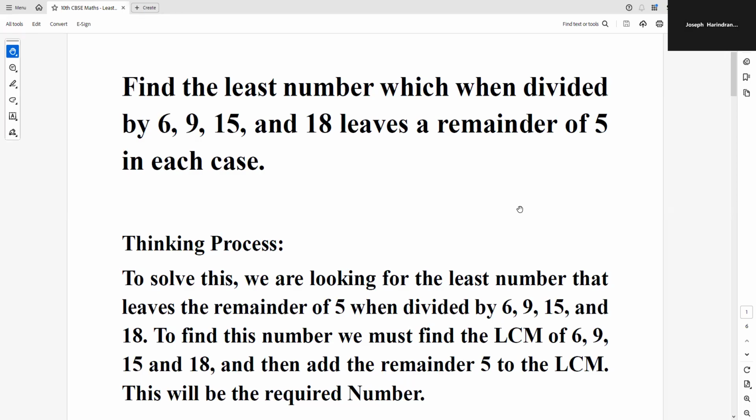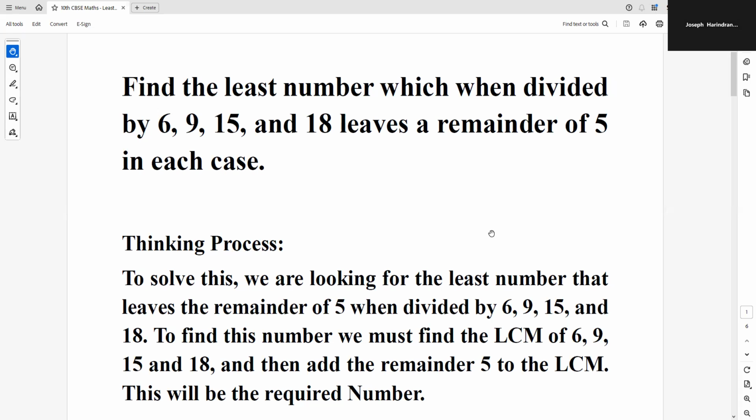In this video session, we are going to see a problem on real numbers for the 10th standard CBSE Mathematics, on the topic real numbers. Find the least number which, when divided by 6, 9, 15, and 18, leaves a remainder of 5 in each case. How do we solve this problem?